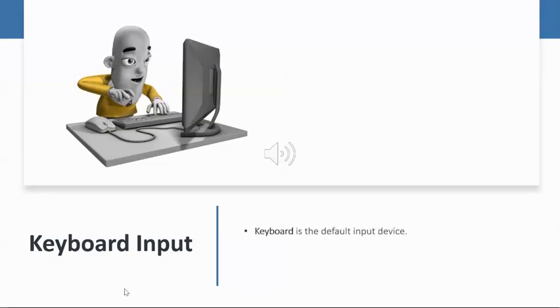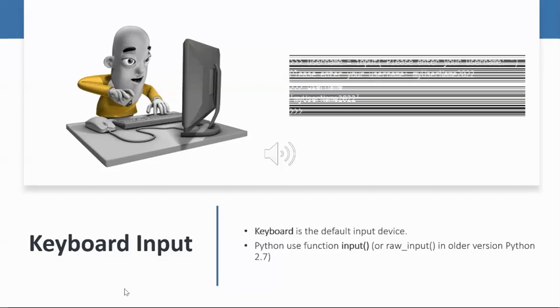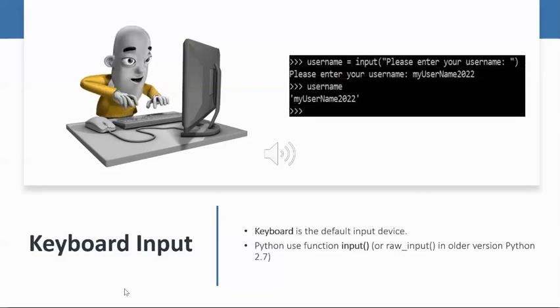Keyboard is the default input device. Python uses function input, or raw_input in old version Python 2.7, to accept the user's input. For example, function input is used to ask the user to enter a username from the keyboard. The string, please enter your username, as the function input parameter is used to remind the user what to do. If you assign the input to a variable, you can show the content of the variable, that is the keyboard input by the user.